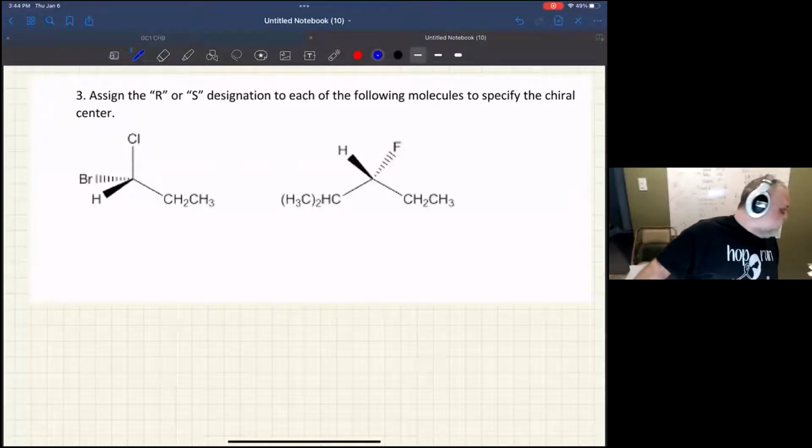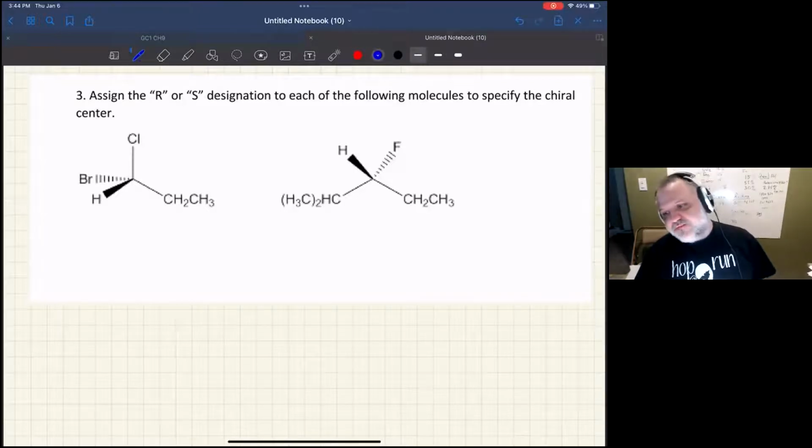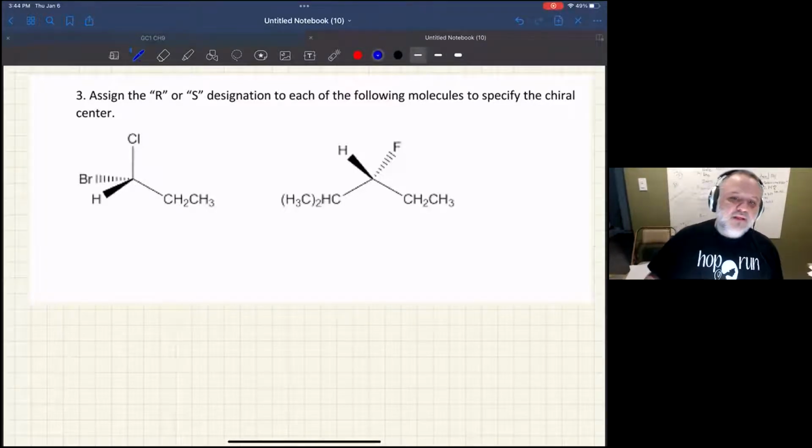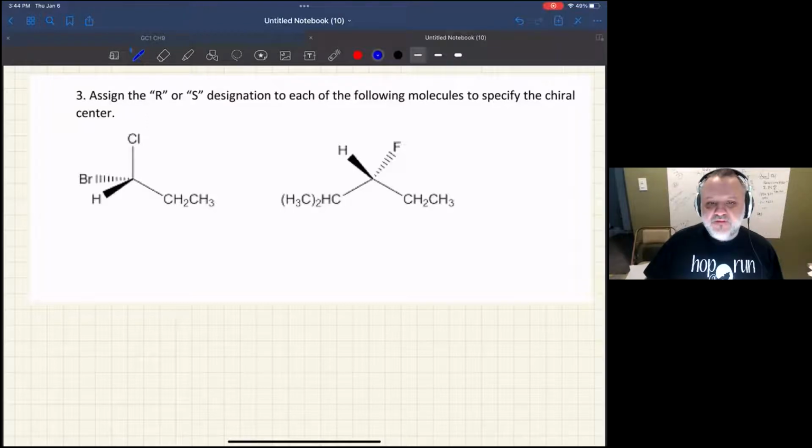All right, so in order to determine the R or S stereo configuration, in order to specify the designation correctly, we have to start by prioritizing the groups, and the lowest priority group must be facing away from us. Now, that doesn't mean that you have to redraw the molecule. It just means you have to make some decisions.